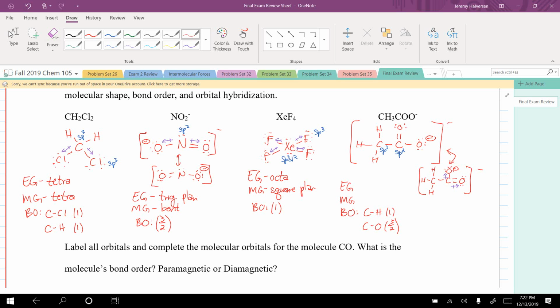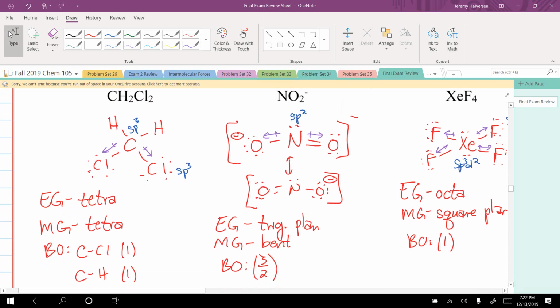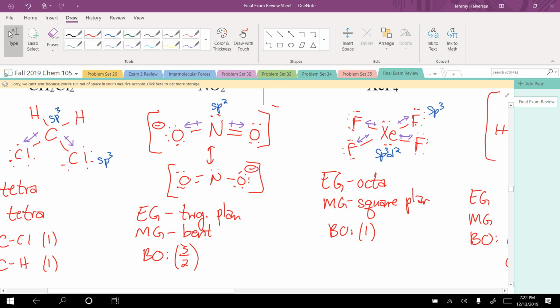Good question. How do you calculate bond order? If you look here, I labeled the bond orders, and there are two different bond orders here. That's because there are two different types of bonds. Bond orders have to be for the same type of bond. So I've got a CH bond, and both CH bonds are single bonds. That's a bond order of 1. Does that make sense?